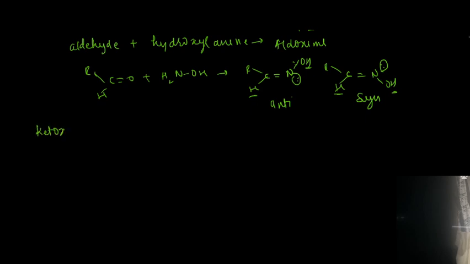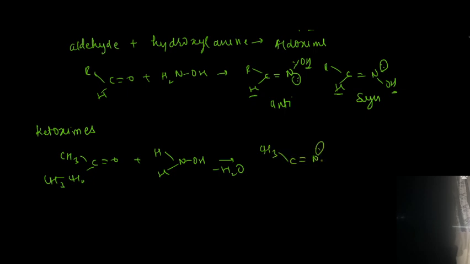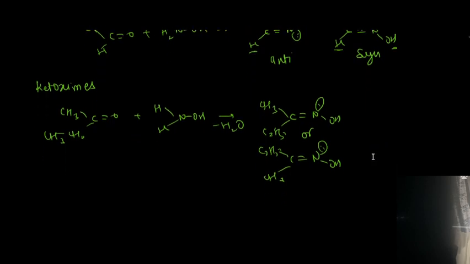When we have ketoxime, we have CH3, C double bond O, then we have CH2, then CH3. When this reacts with NH2OH, water molecule removes, then it forms CH3, C double bond N, OH, then C2H5. Or it forms C double bond N, OH, C2H5, then CH3. So one is syn, one is anti. So which is syn and which one is anti?